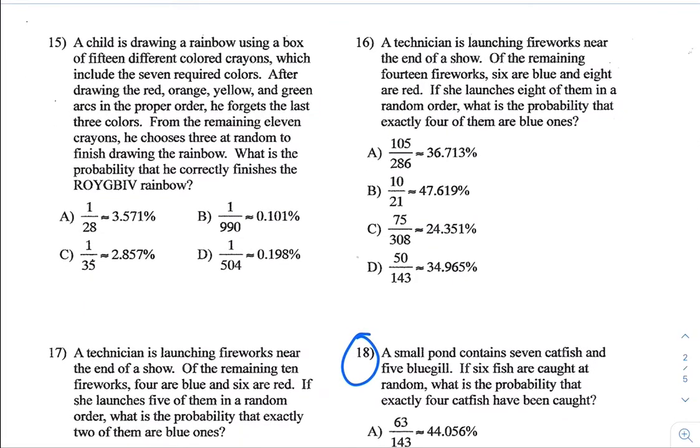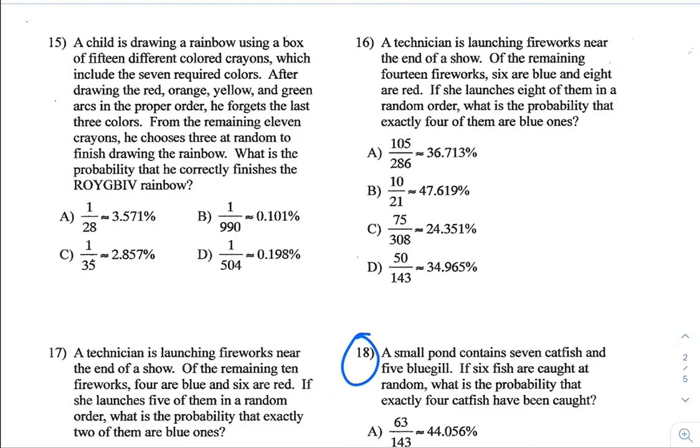So same deal for this one. There's 15 different colored crayons and 7 required colors, which are the rainbow colors. You already got red, orange, yellow, and green, and he forgets the last 3 colors. So from the remaining 11 crayons, he chooses 3 at random to finish drawing the rainbow.